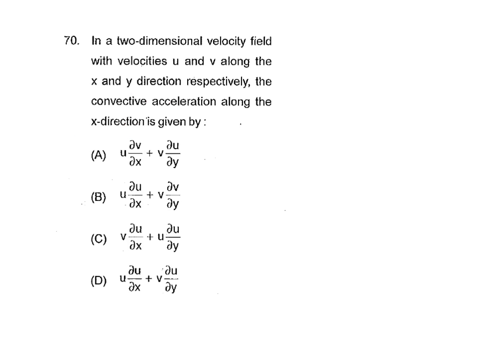Question is, in a two dimensional velocity field with velocities u and v along the x and y direction respectively, the convective acceleration along the x direction is given by, for three dimensional I will first give you the acceleration, after that I will explain this question. For ax, for three direction motion, for the three direction velocity, u into del u by dx plus v into del u by dy, then w into del u by dz plus, this is convective acceleration, this part.